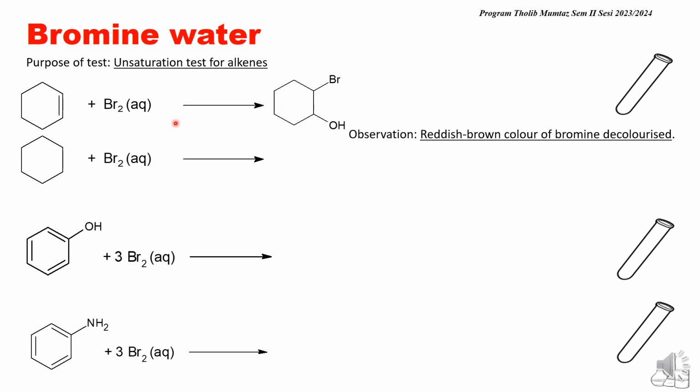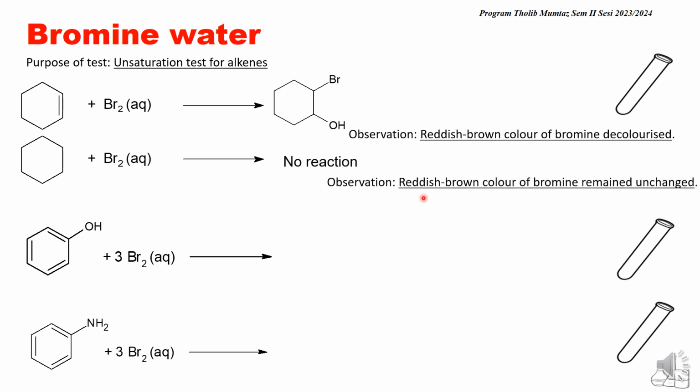Next one, if you react the same bromine aqueous with alkane, it will have no reaction. So your observation will be the reddish brown color bromine remained unchanged. Next, the same test can also be done on phenol. So it is used as identification test for phenol.